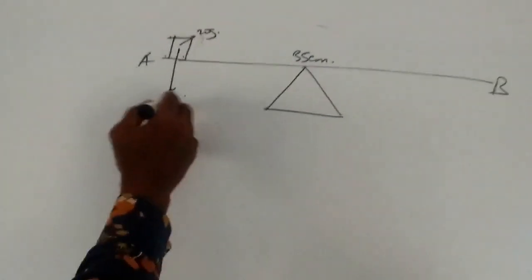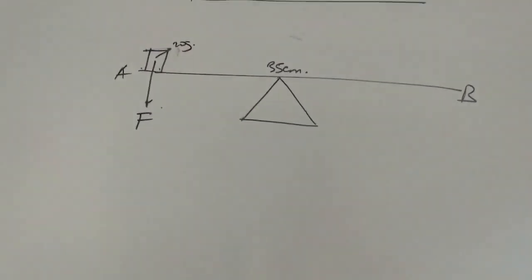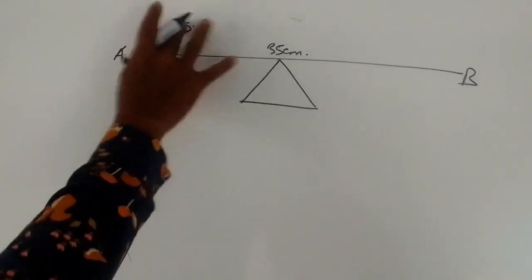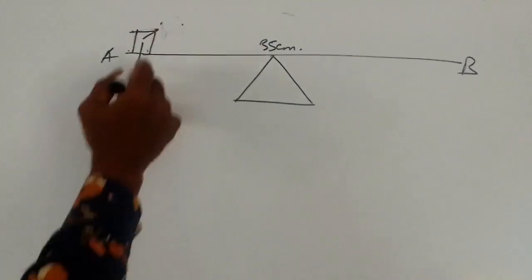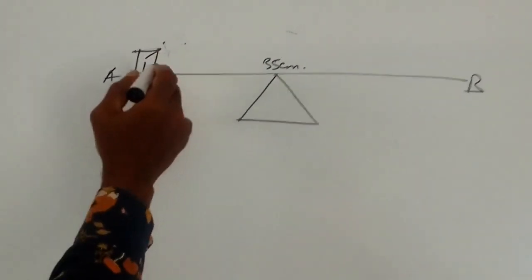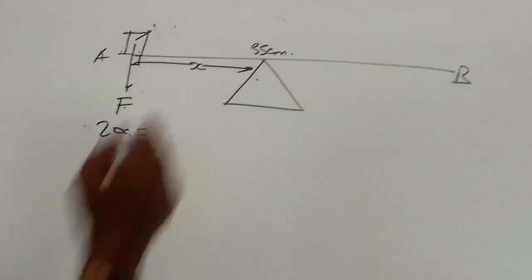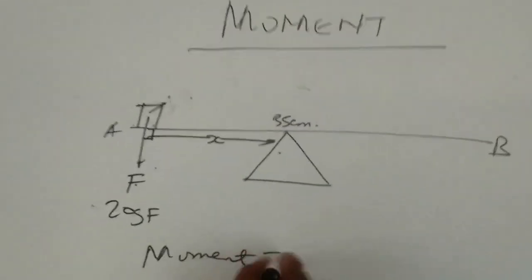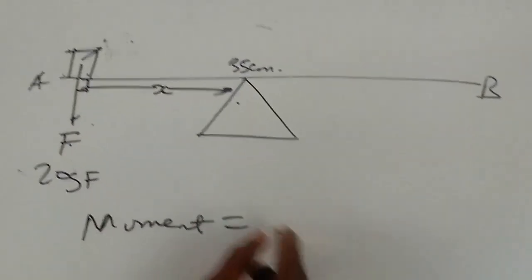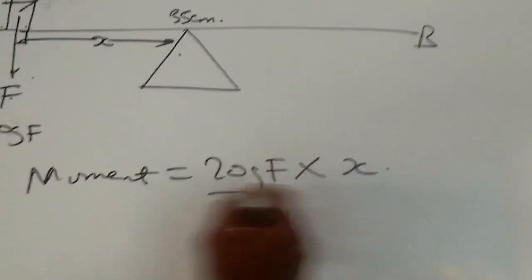So that mass is the force acting in this direction. So the moment of this force now, of 20 gram force, will be equal to the force acting down here, multiplied by the distance from this force to the pivot. Let's call the distance x. So the moment of the force, that is 20 gram, becomes the 20 gram force times the distance x measured to the pivot.